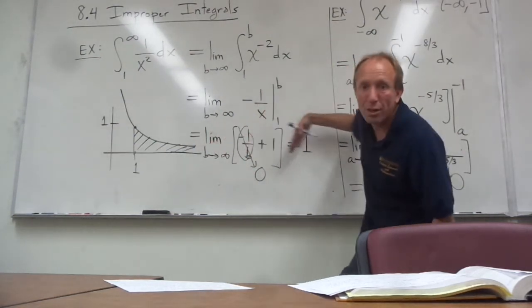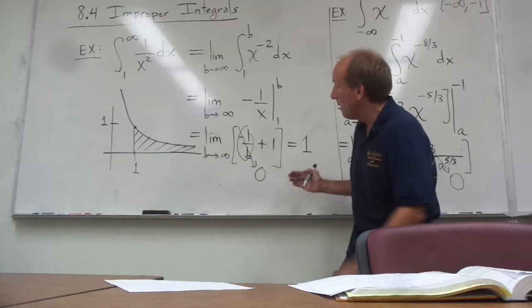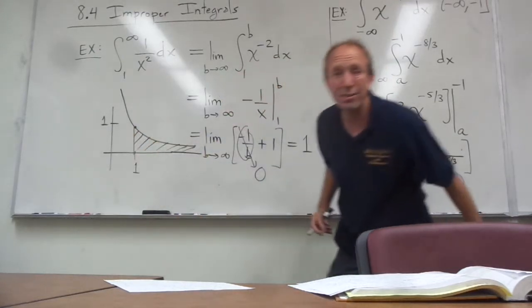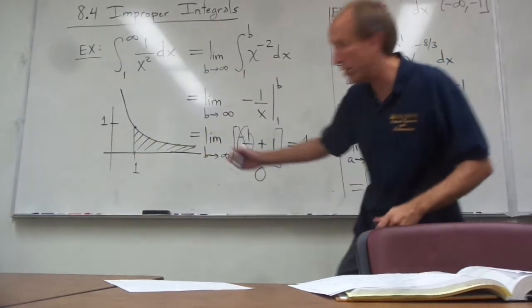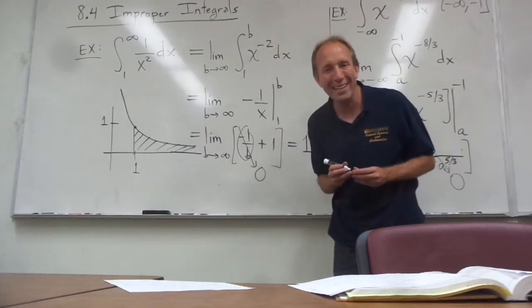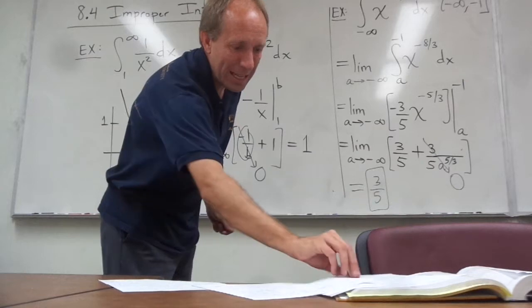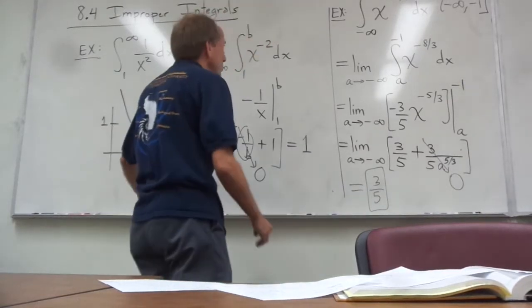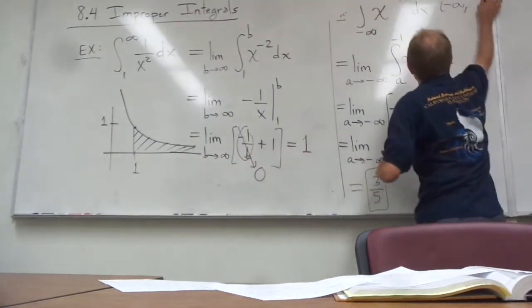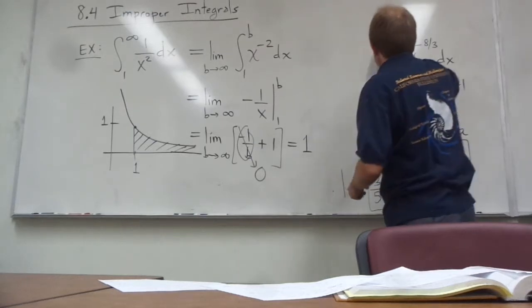Even though the region goes forever to the right, the total area under that whole entire graph only adds up to 1. It's kind of counterintuitive. In some ways, it doesn't really make a whole lot of sense. But improper integrals are like that. They can be a little bit counterintuitive.